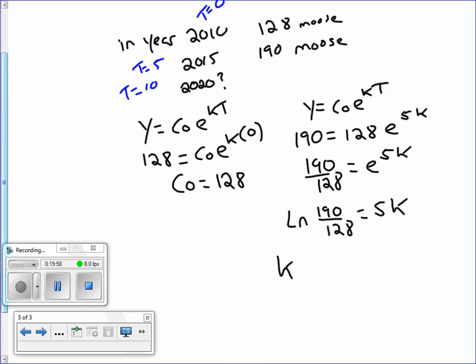So that gives me k is equal to 1/5 the natural log of 190 over 128. I can solve for that. That's just typing into your calculator. 0.079. Okay, and for numerical problems on the AP test, a calculated problem, 3 decimal places. Don't talk to me about significant digits, none of that stuff. 3 decimal places to the thousandth, and they'll take either rounding or truncating. So we're gonna call this 0.079.